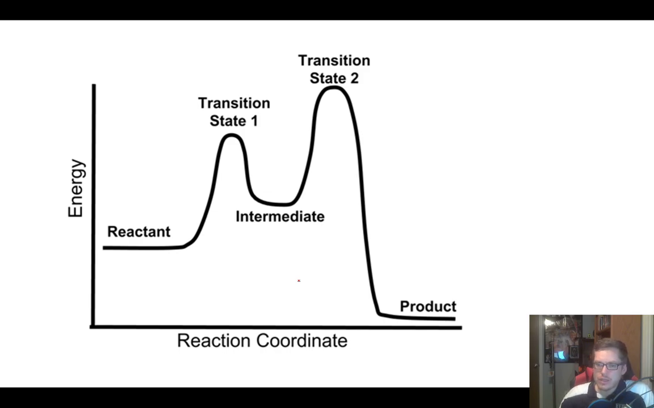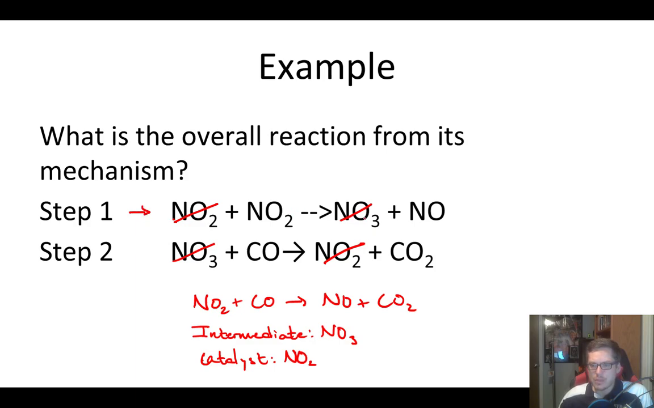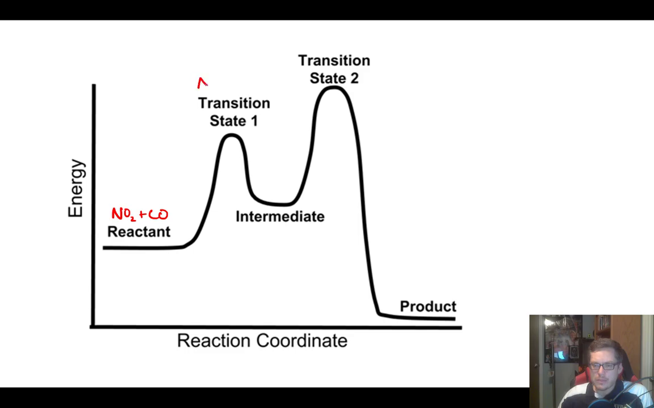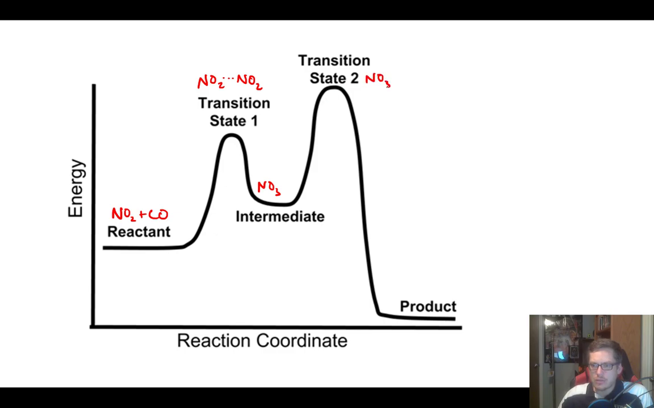So if we were going to look at that reaction we just talked about, our reactants would be the NO2 and CO. Our first reaction step here, the transition state would be this NO2 bonded to NO2. And the intermediate that we formed would be NO3, right? There's our intermediate. And then it comes up here and we get our new transition state where NO3 reacts with our CO. And then for our products, we get our NO and CO2.